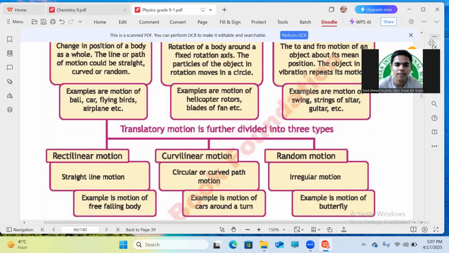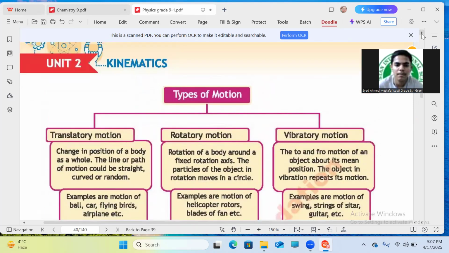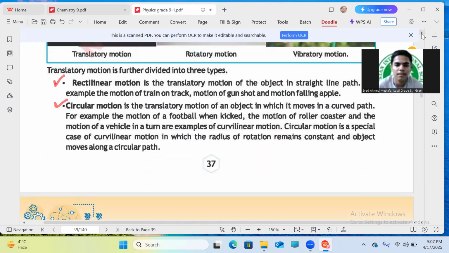Okay, so here we are starting to read our further classification of translatory motion. The first one is rectilinear motion. Kindly read this. Rectilinear motion is the translatory motion of an object in a straight line path. For example, the motion of a train on a track, the motion of a gunshot, and the motion of a falling apple. All these motions are in a straight line path, so these are known as rectilinear motion.